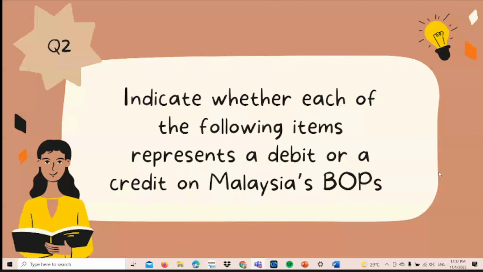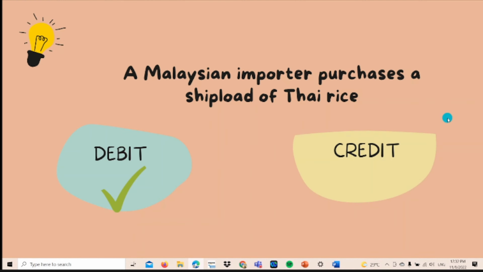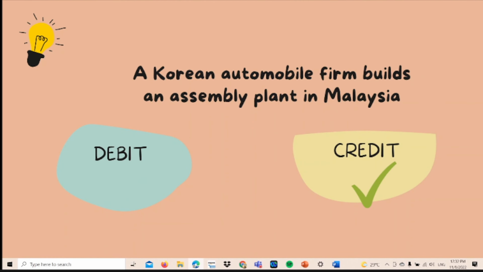Question 2. Indicate whether each of the following items represents a debit or a credit on the nation's BOPs. First, a nation's importer purchases a shipload of Thai rice, recorded as debit. A Korean automobile firm builds an assembly plant in Malaysia, recorded as credit.